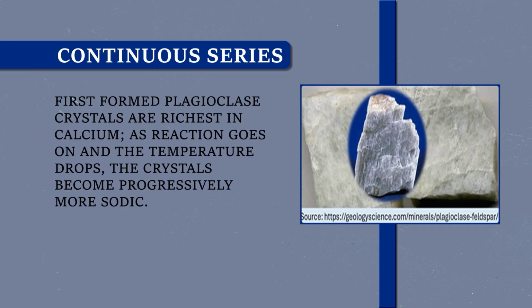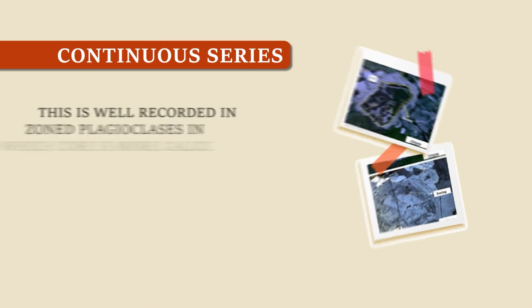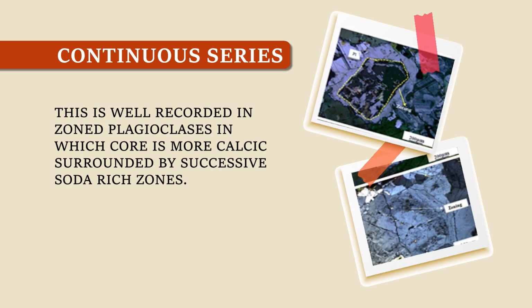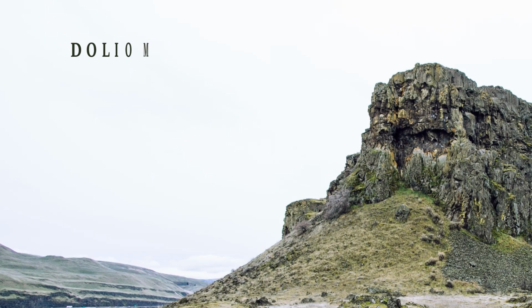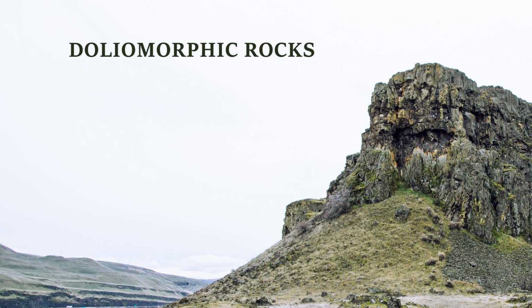So the first formed plagioclase crystals are rich in calcium. As the reaction goes on, the temperature drops and the crystals become progressively more sodic. This is well recorded in zoned plagioclase, where you get zoning in plagioclase. So this continuously changing composition is recorded in zoned plagioclase, in which the core is calcic and it is surrounded by more sodic zones.